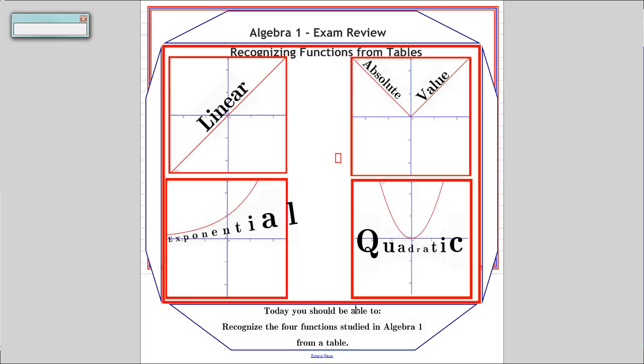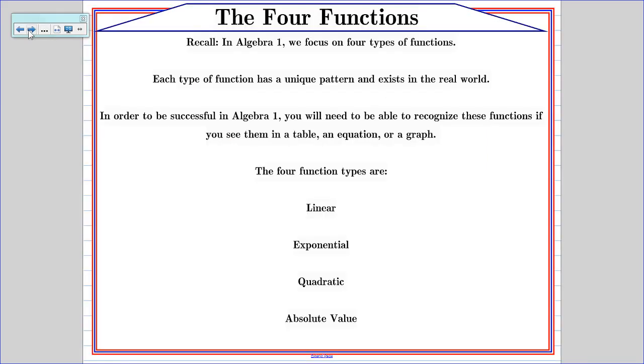Hey everybody, here is a quick video on recognizing functions from their tables. The idea is that you should be able to find an XY table and analyze it to decide if a function is linear, absolute value, exponential, or quadratic. So we only focus in Algebra 1 in general on these four types of functions.